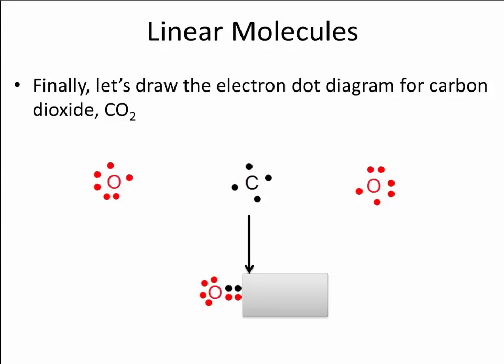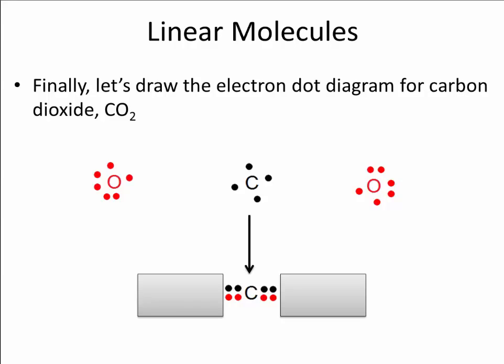The same is true for the second oxygen. 2 non-bonding pairs, 2 bonding pairs, and a total of 8 valence shell electrons. Looking at the carbon, we can see that there are actually 4 pairs of bonding electrons. There are 8 electrons in total in the valence shell of the carbon. Overall, we have a slightly different diagram than we've seen previously.